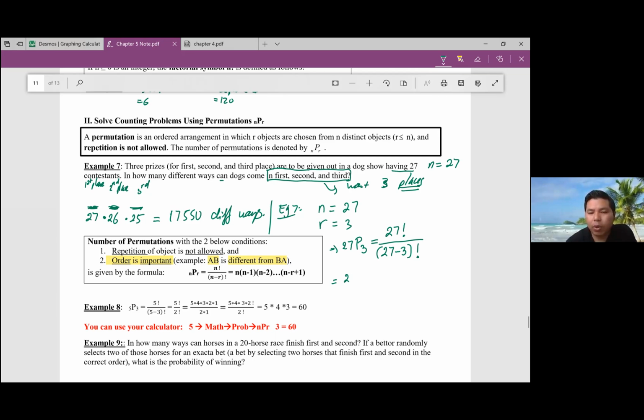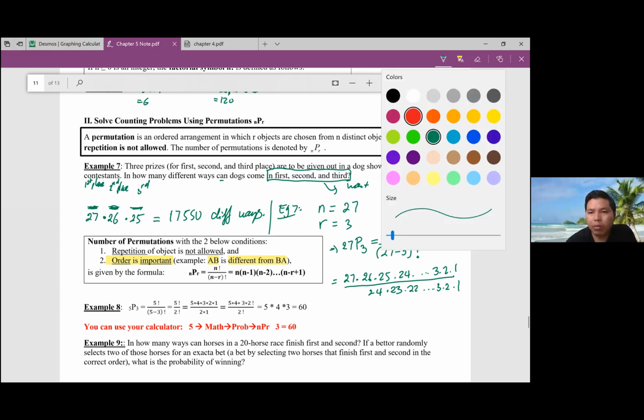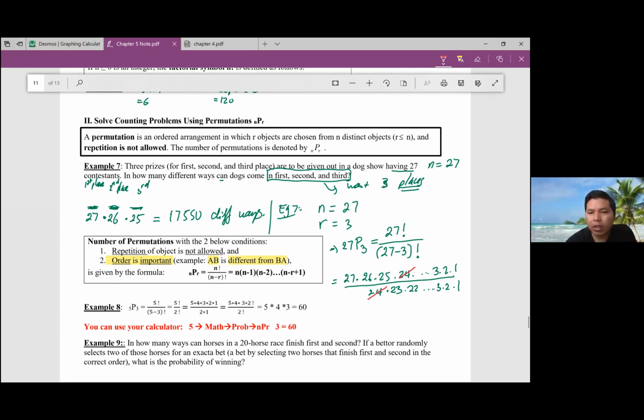We're going to have 27 times 26 times 25 times 24 times 23 times 22 and so on down to 3 times 2 times 1, divided by 24 times 23 times 22 and so on down to 3, 2, and 1. Now we can definitely do some cancellation, and you can see how the logic works. So you do all the cancellation, and we get 27 times 26 times 25. This agrees with what we have at the beginning. Yes?